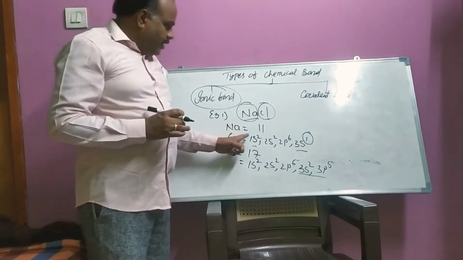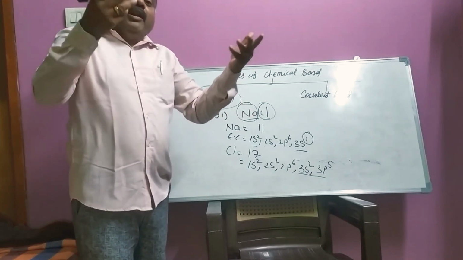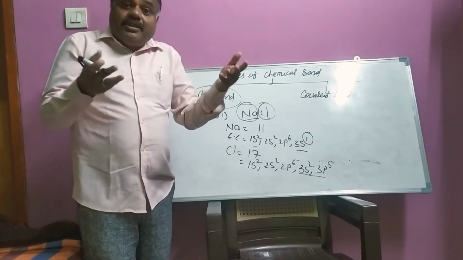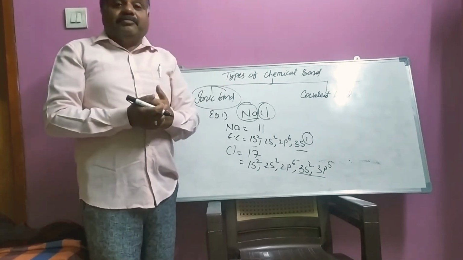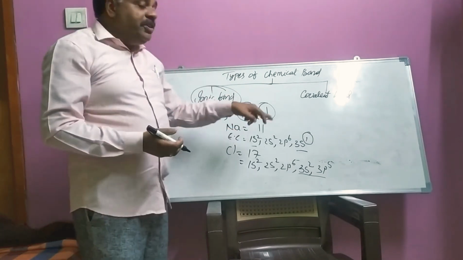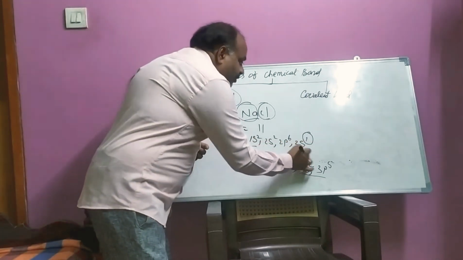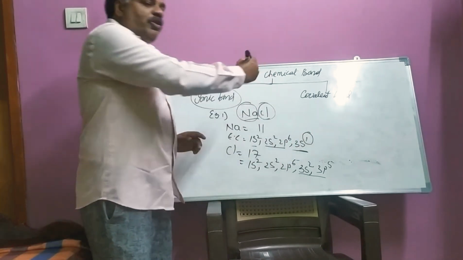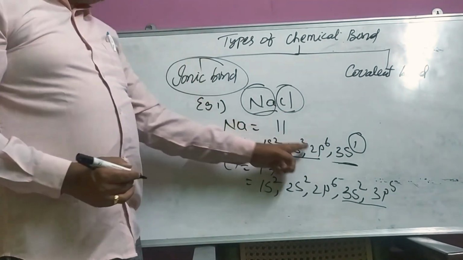Actually, when sodium requires 7 electrons, it requests other atoms to give 7 electrons. Giving 7 electrons is a big number, so no other atom is ready to give 7 electrons. That's why sodium loses the electron from its outermost orbit. When it loses this 1 electron, the previous orbit becomes the outermost orbit. Then how many electrons will be there? 8 electrons. In that way, it gets stability.